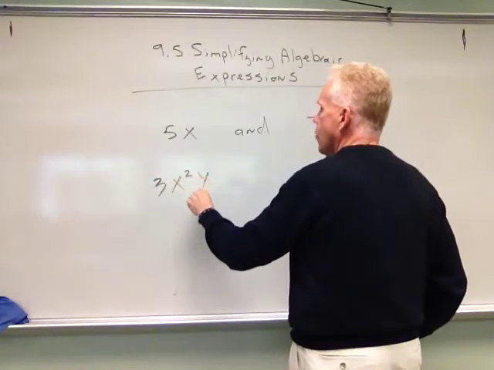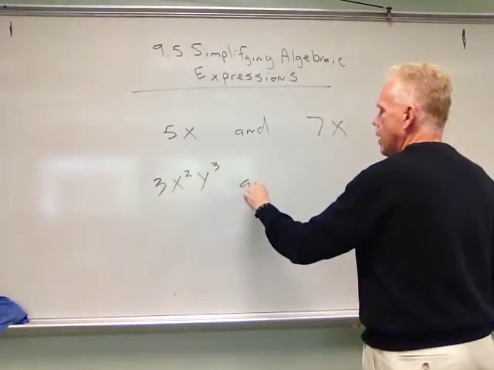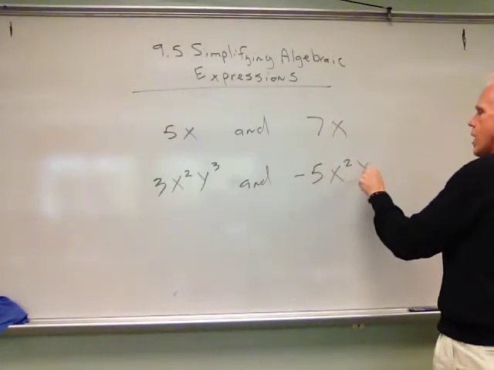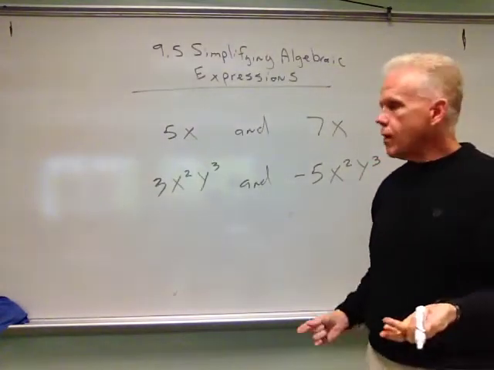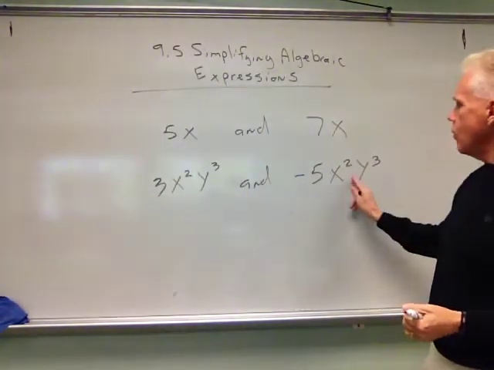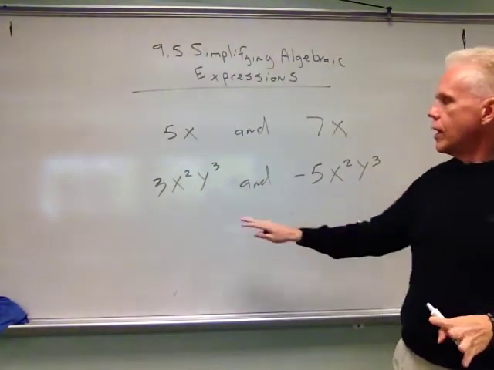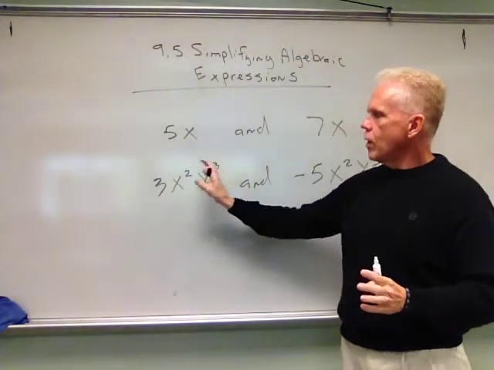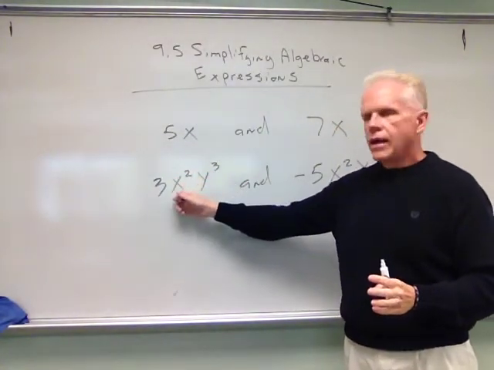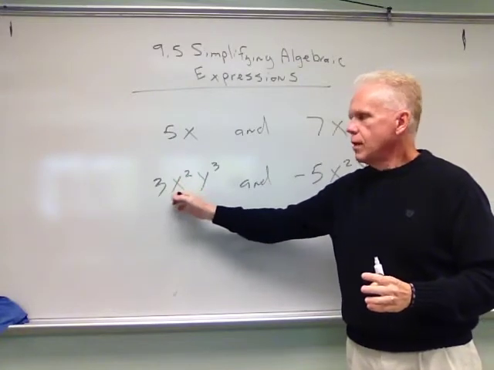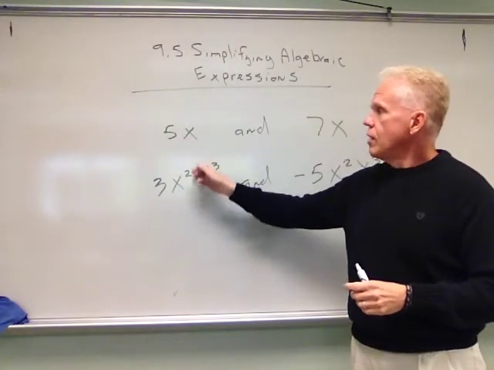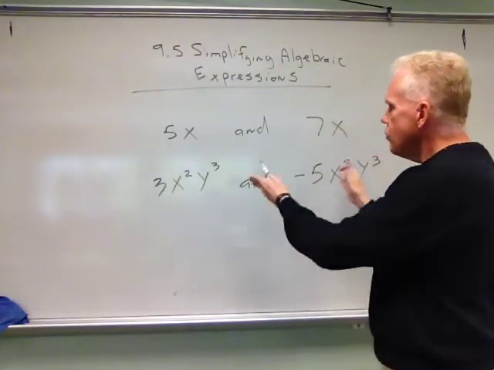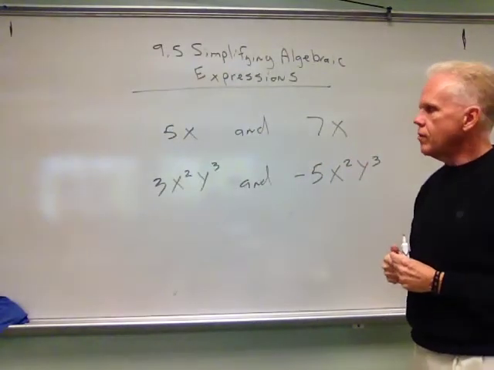3x squared y to the third and negative 5x squared y to the third. Those would be like terms because they both have an x to the second power and a y to the third power, each one. Coefficients are different. Now, in this course, we won't be working with anything that has multiple variables in the same expression. Mostly it will just be one variable to the first power. But I wanted you to see this. This is just another example of like terms.